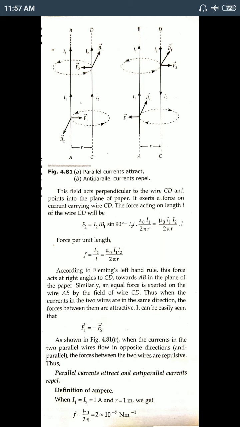Okay, so let's first see the expression of that force acting on length L of the wire CD, that is F2 equals BIL sin theta.